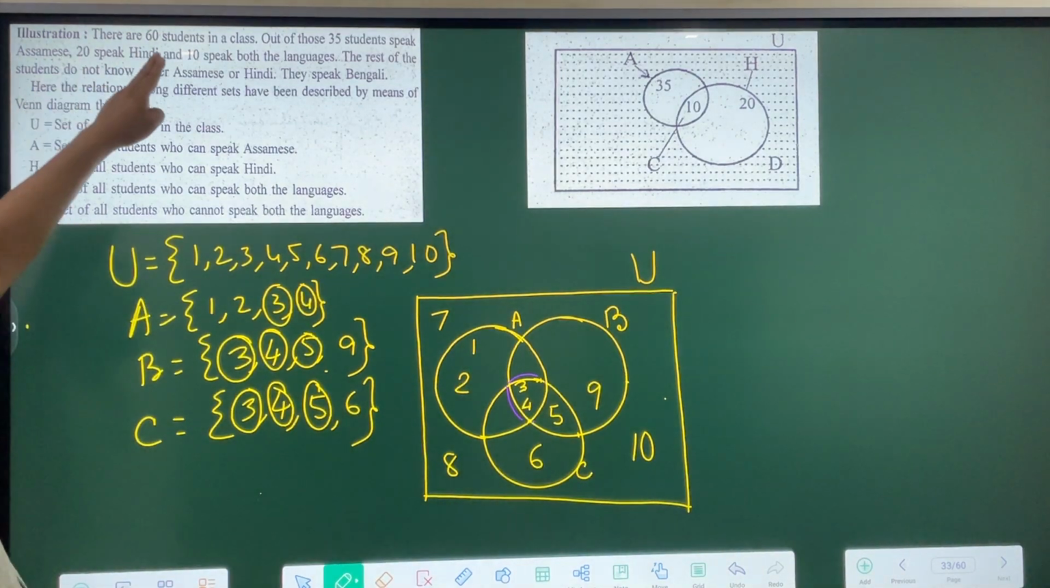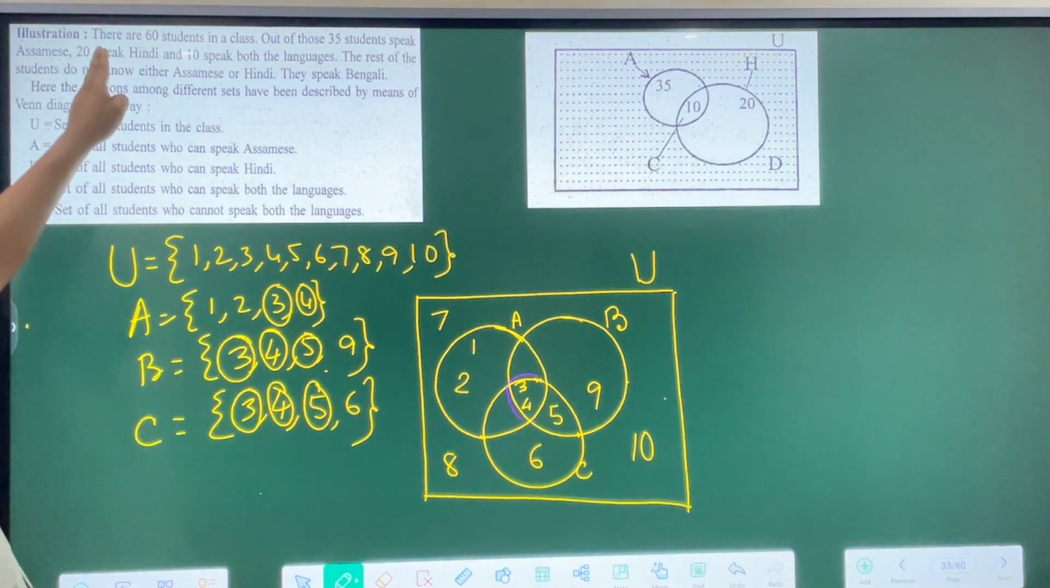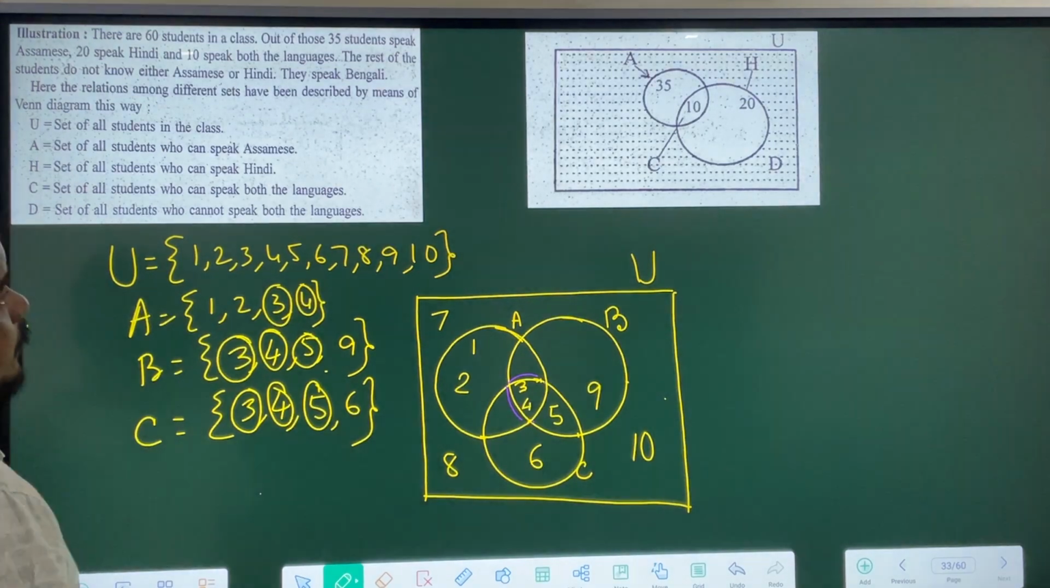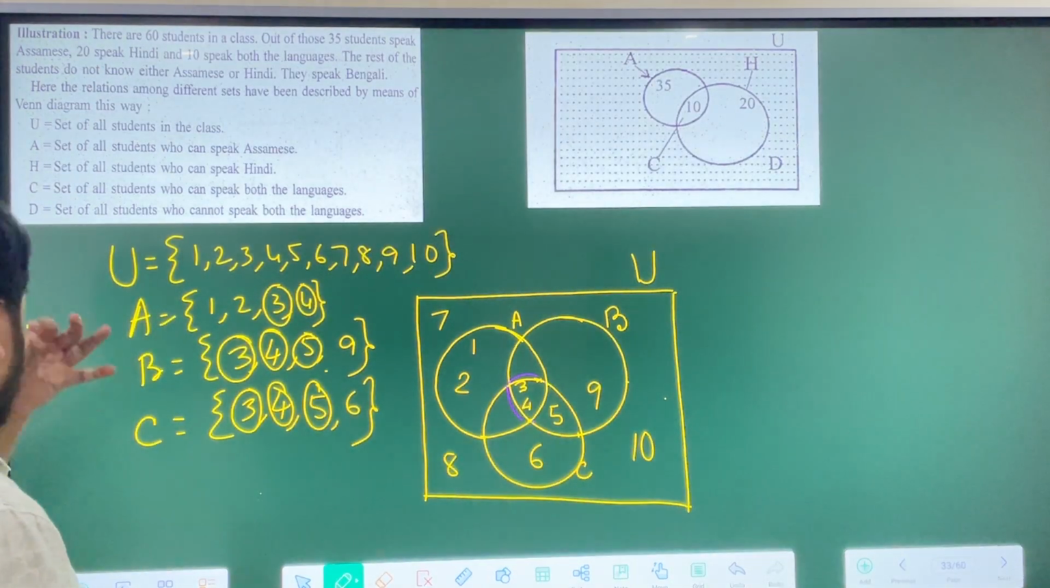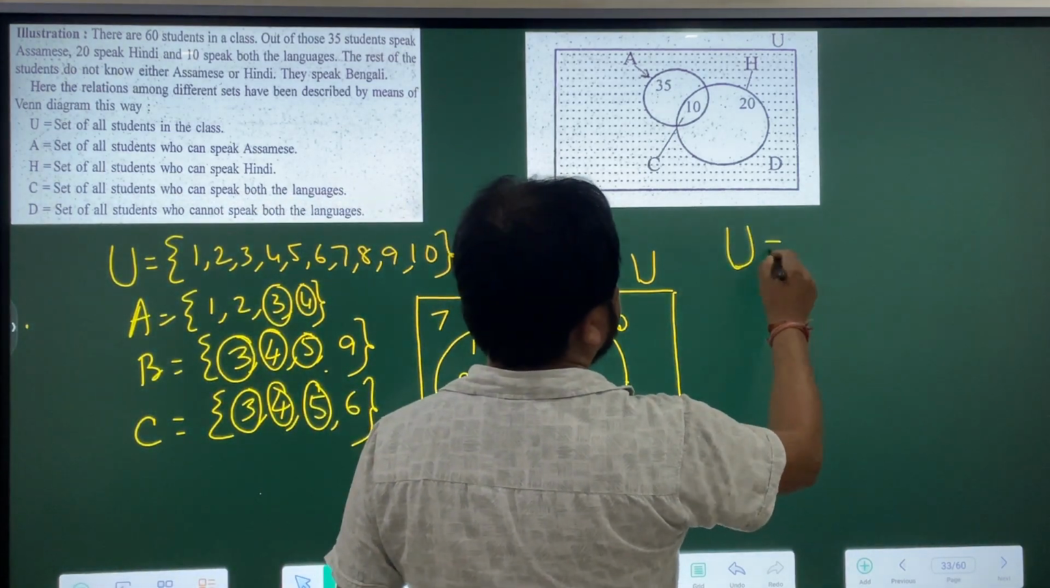So look here, there are 60 students in a class. This is an illustration given in the book, so let me explain it. Total students 60, so the universal set is 60.